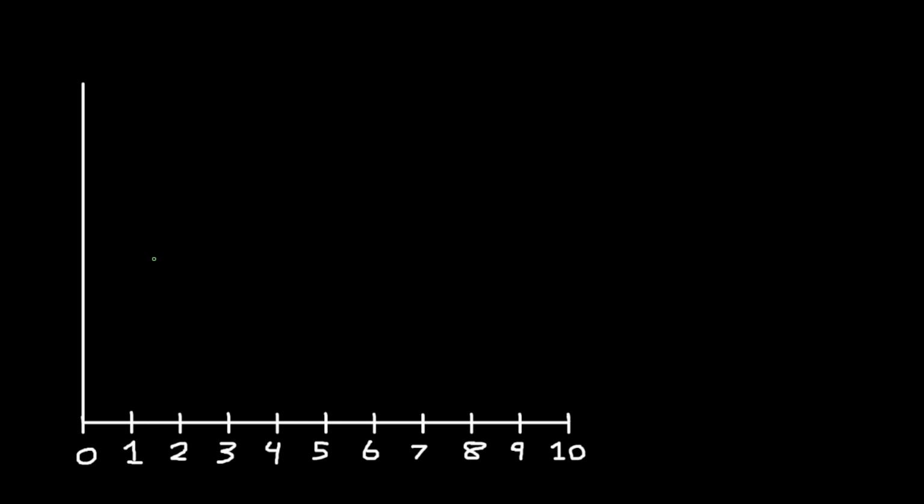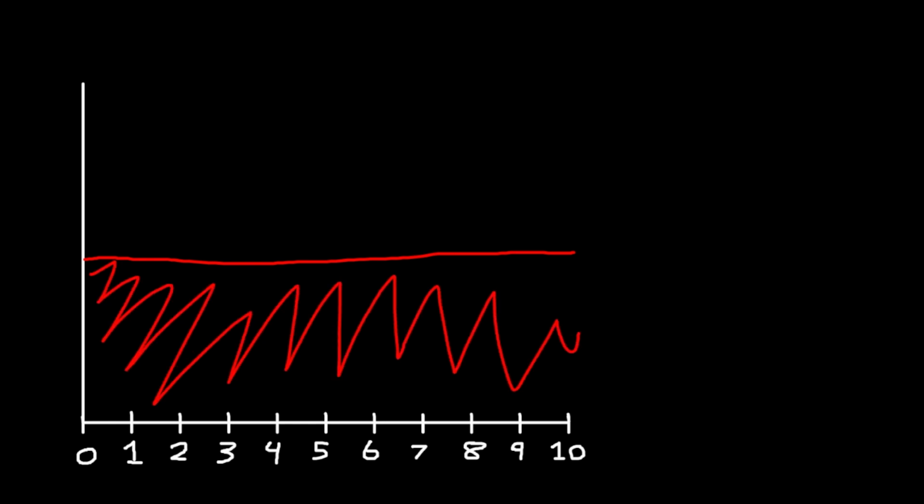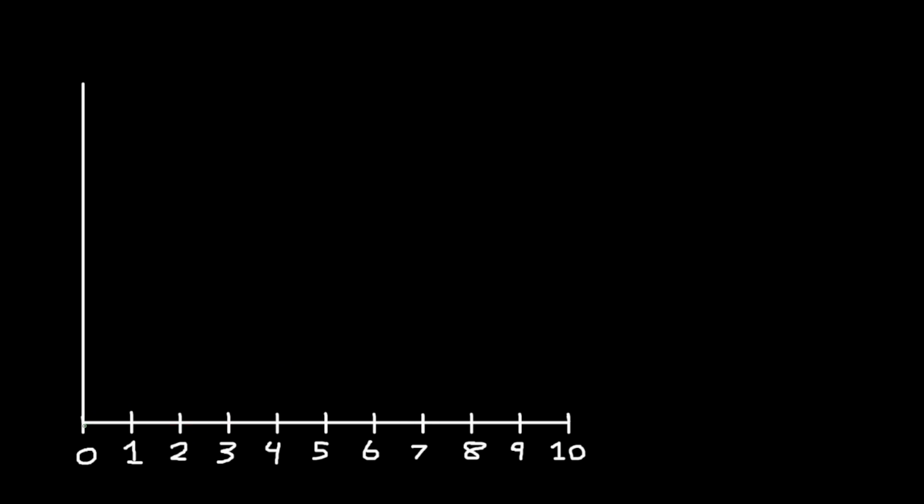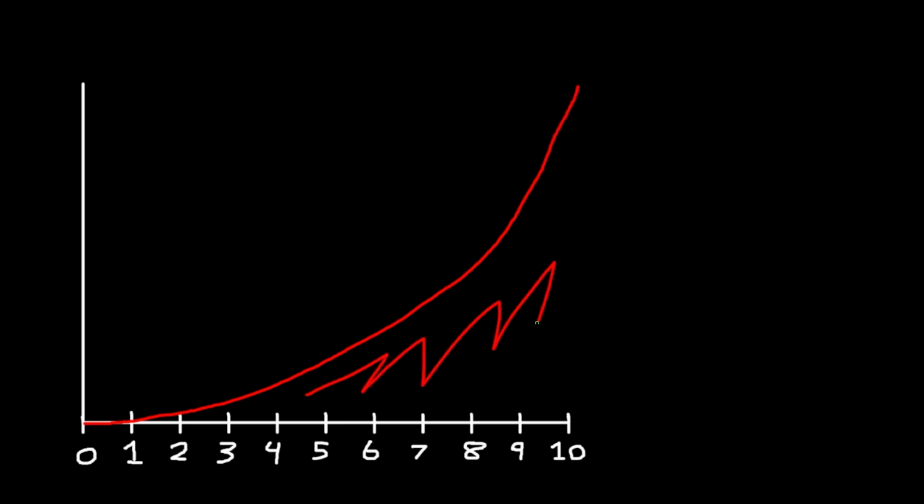A Riemann sum is used to approximate the area underneath a curve. So for example, if we just had a straight line going from 0 to 10, we're able to easily find this area underneath the curve just by multiplying the height by 10. But if we have an exponential function going from 0 to 10, we're not able to calculate this area. So what we need to do is use a Riemann sum to find an approximation of that area.